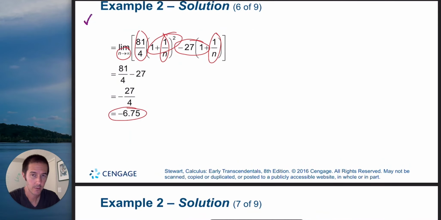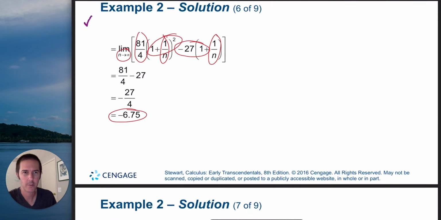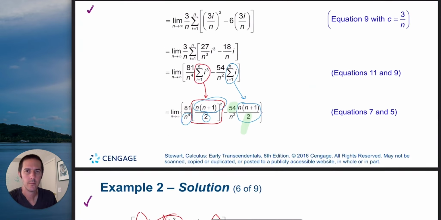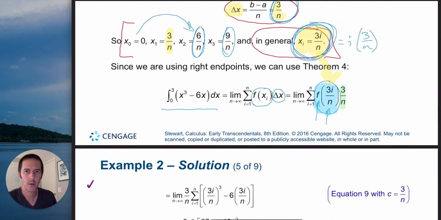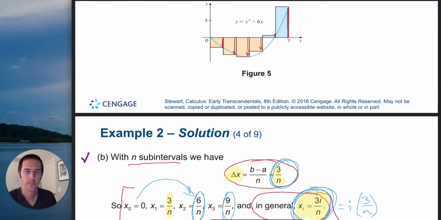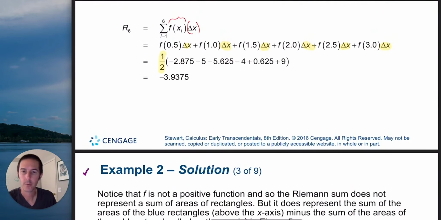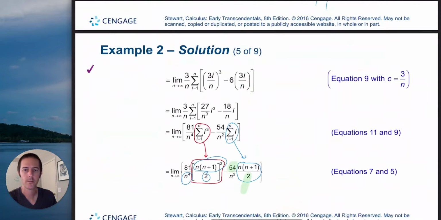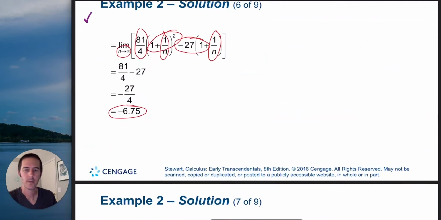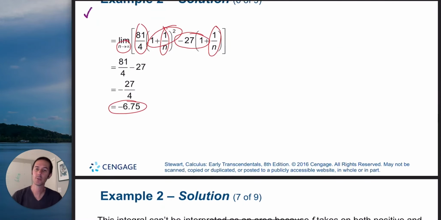And that's your answer. What was our answer when we did it as a Riemann sum? Excuse me, it was so long ago. What was the answer to part A? Negative 3.9375, so just short of negative 4. And this one is just short of negative 7.